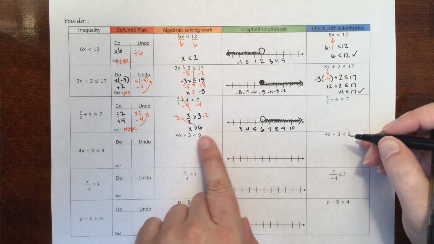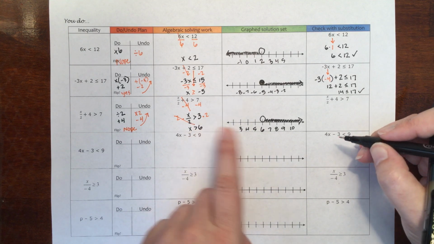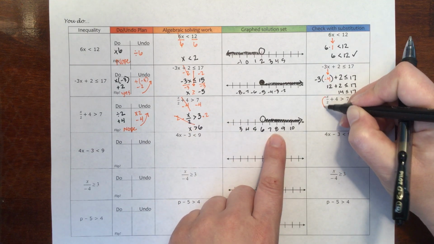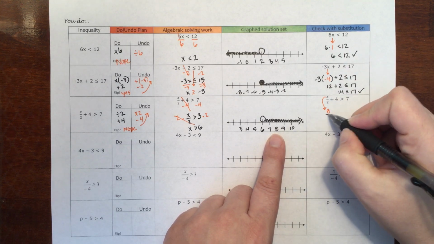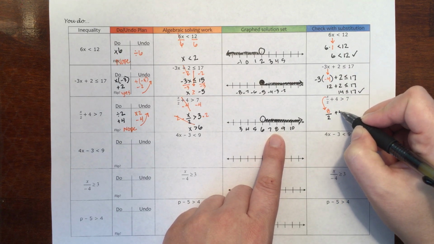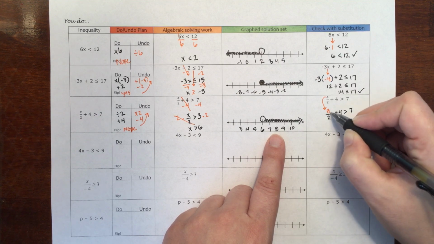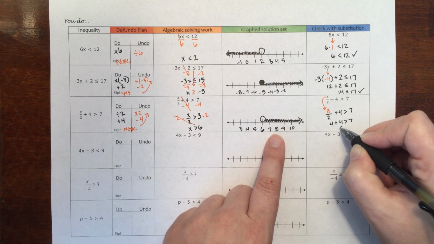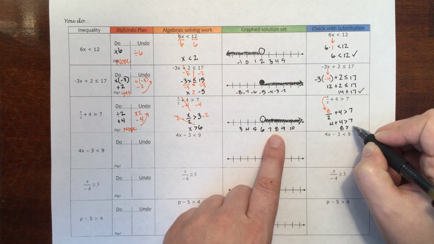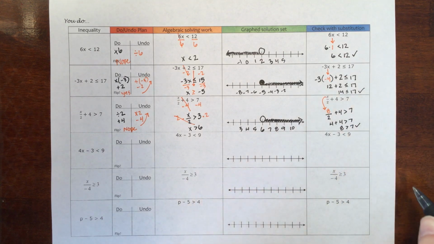I'm going to pick a value that is greater than 6 to check with, but because I see that I'm going to have to divide it by 2, I would personally prefer to choose a value that's easily divisible by 2. 8 divided by 2 is 4, and 4 plus 4 is 8. 8 is greater than 7 is a true statement.